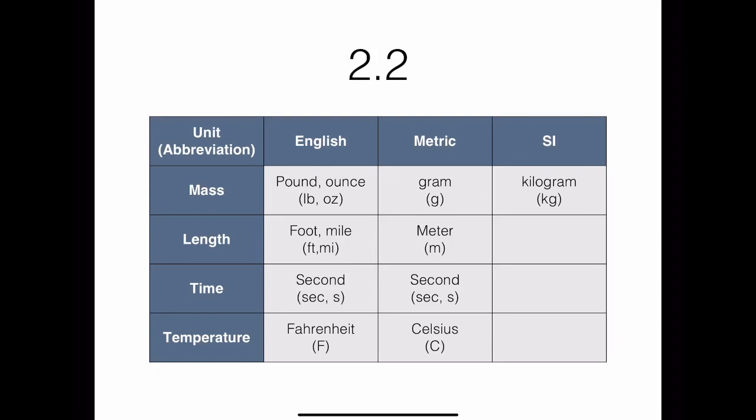For length, the SI system uses the meter again. So you can see a lot of consistencies between the metric system and the SI system, with the exception of the prefix for their mass unit. But they still use the same base idea of how they're doing their measurements. For time, again, time is consistent. Second, SEC or S. And for temperature, they use Kelvin. Kelvin is based on the properties of gases. So we have the Fahrenheit in English, which was actually based on the properties of brine.